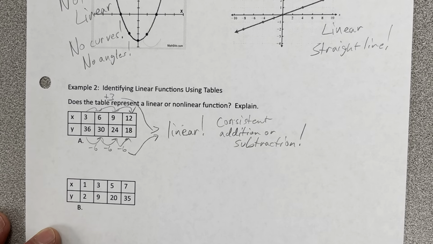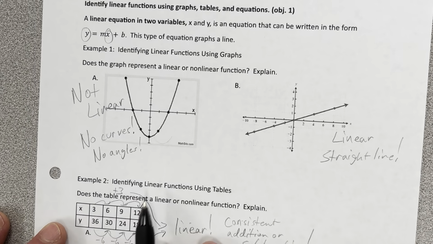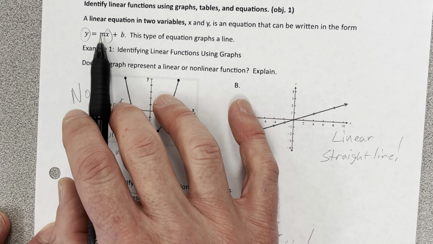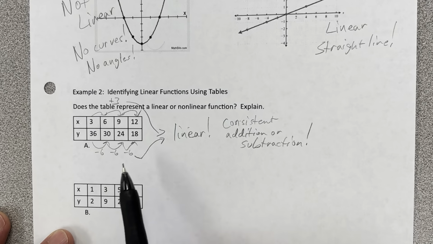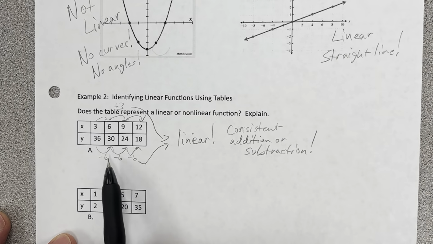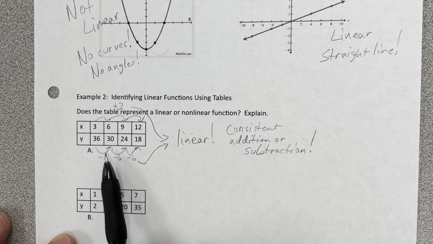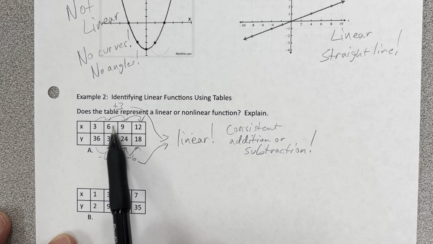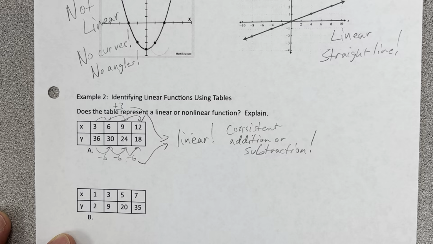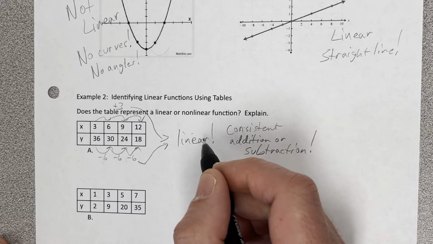And this makes sense. For example, I was telling you, y equals mx plus b, you're going to have a slope and a y-intercept. Well, we can see this consistent addition and subtraction is slope. So for every 3 that they go over, they're going down 6. So rise over run, the slope is -6 over 3, or -2. So you can actually see the slope by looking at the consistent addition or subtraction. So this is linear.